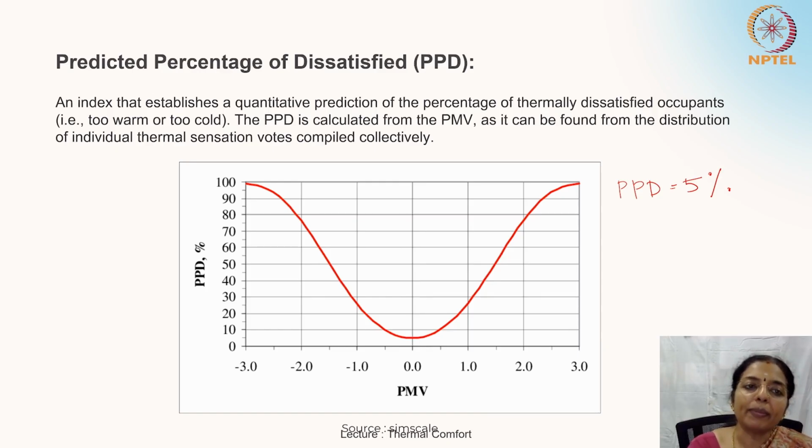So PPD is an index that establishes a quantitative prediction of the percentage of thermally dissatisfied occupants who feel extremely warm or extremely cold. The PPD is calculated from the PMV as it can be found from the distribution of individual thermal sensation votes compiled collectively.